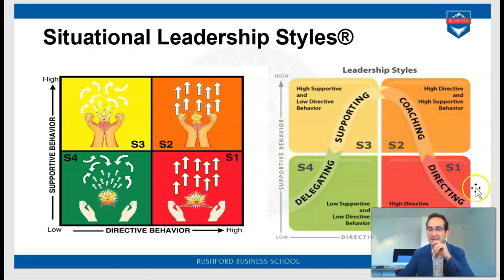What could happen if I am delegating with a D1? It will be a mess because he doesn't have the knowledge to do certain things. What could happen if I am supportive in D1? The same. So the situational leader, by assessing, by diagnosing who he has in front of him, can adapt his type of leadership. It can be directing, it can be coaching, supporting, or delegating according to the person I have in front of me and according to the task they have to develop.